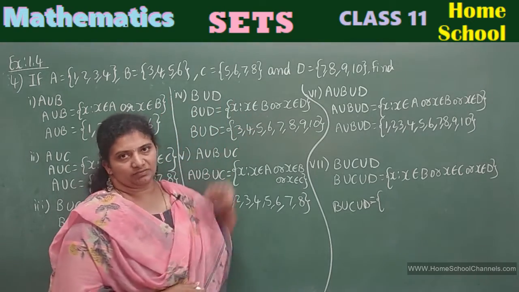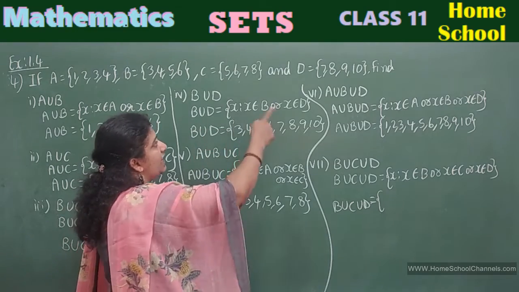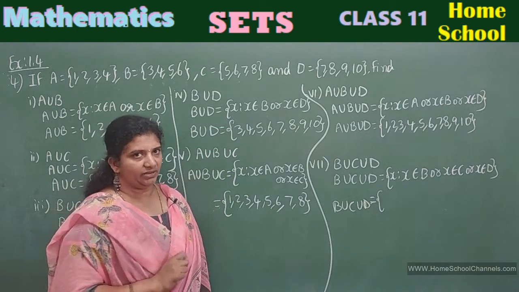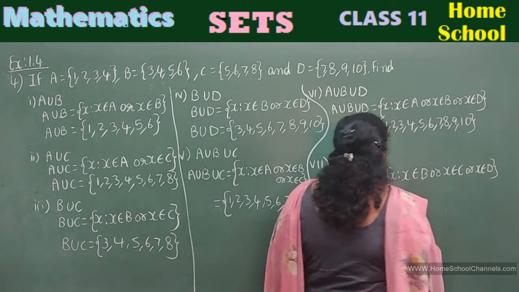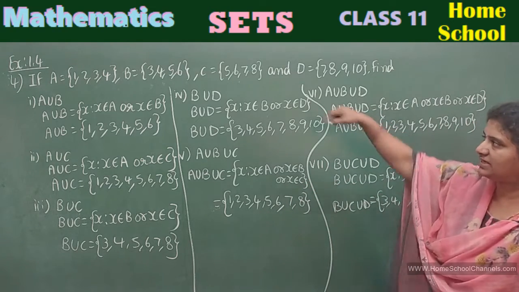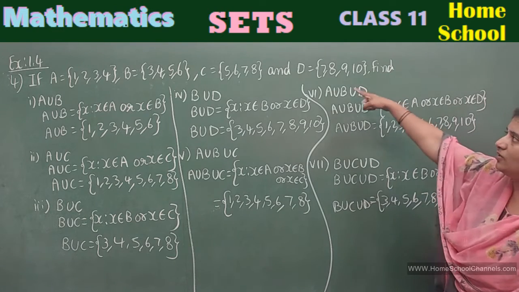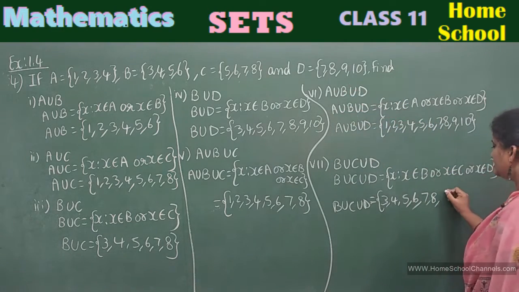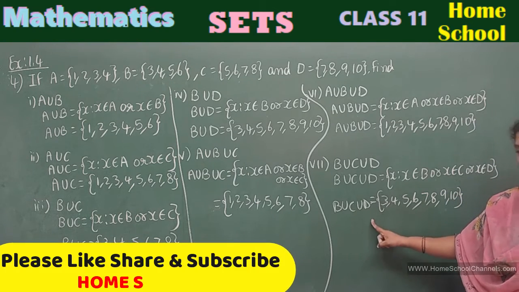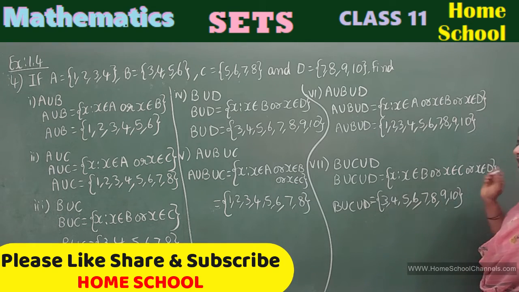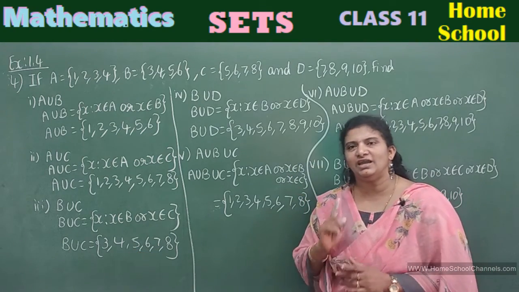B, C, D. B and C, 5, 6 is common. Write it one time. C and D, 7, 8 is common. Write it one time. So start from B: 3, 4, 5, 6. C set, already 5, 6 written. Next element 7, 8, and here already 7, 8 written. Remaining elements are 9, 10. Therefore, B union C union D is equal to 3, 4, 5, 6, 7, 8, 9, 10. Union: combinedly write the elements. Repeated elements write one time.